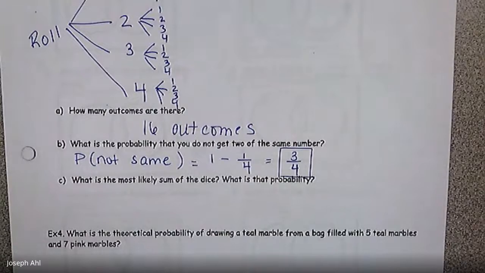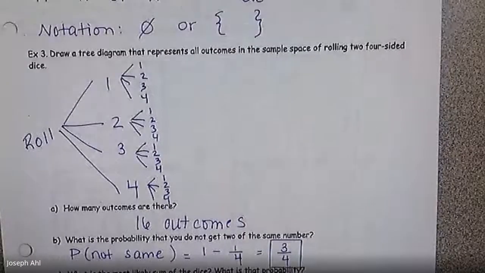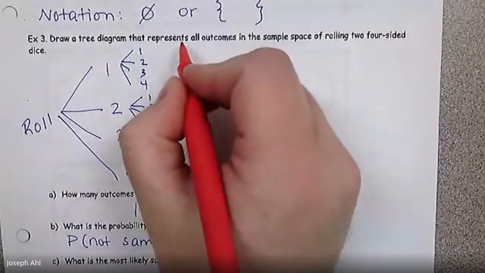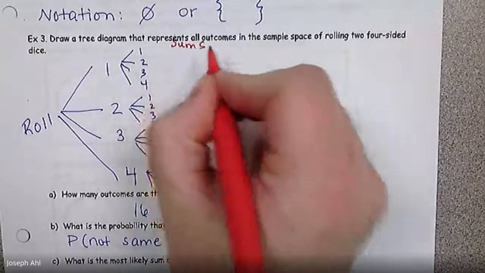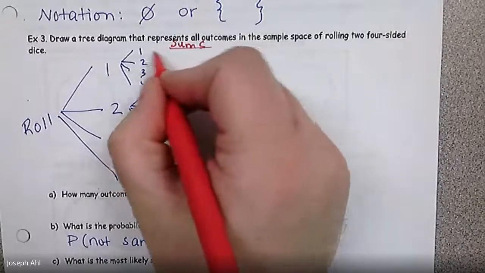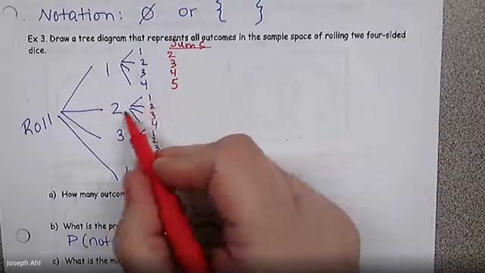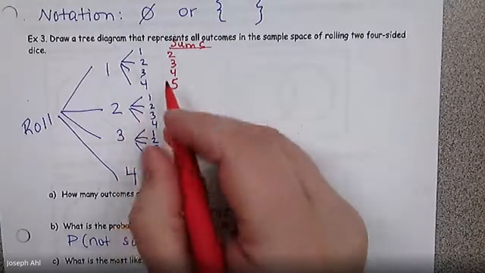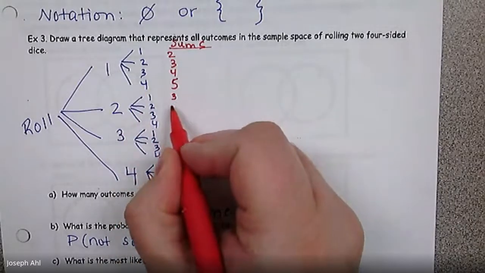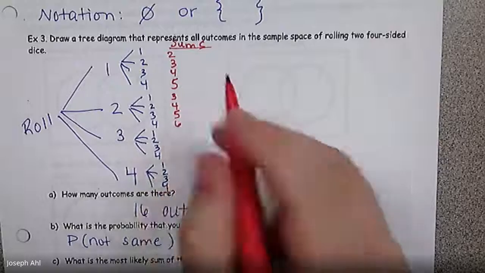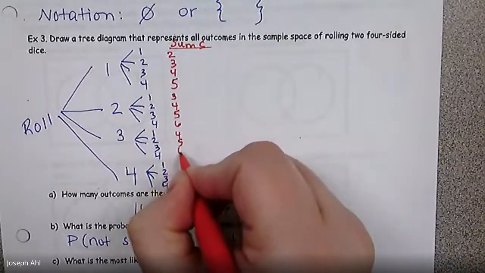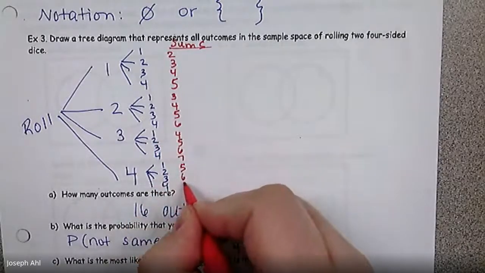Okay. What is the most likely sum of the dice? And then what is that probability? So if we were to look at the sums up here, 1 plus 1 would be 2. I'm going to write the sums in red. So let's see, that would be 2, 3, 4, 5. And then if I go to the second set over here from this tree diagram, we would have 3, 4, 5, 6. And then we would have 4, 5, 6, 7, 5, 6, 7, 8.